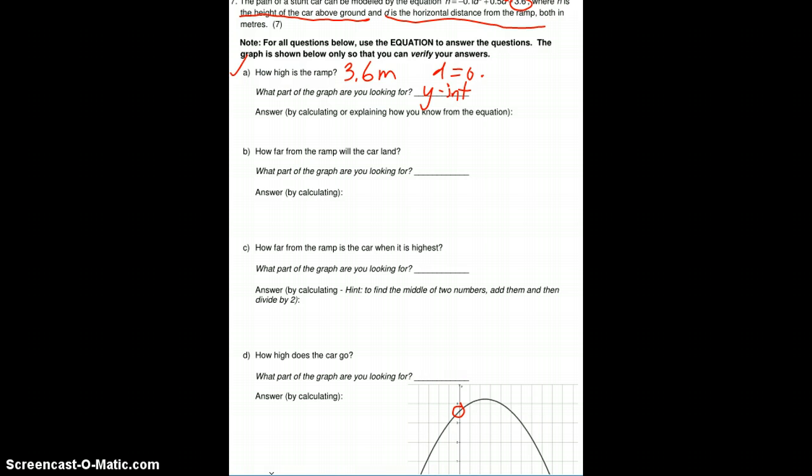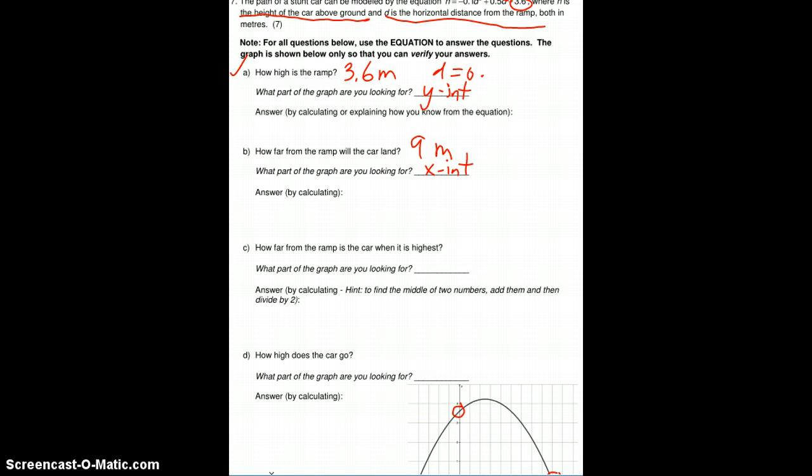How far from the ramp will the car land? So you might look at this and say, okay, it's going to land right there. So you might answer 9 meters right away. It looks pretty definite from the graph. What part of the graph are you looking for? You're looking for the second x-intercept.